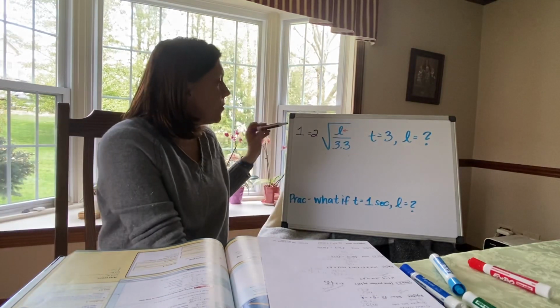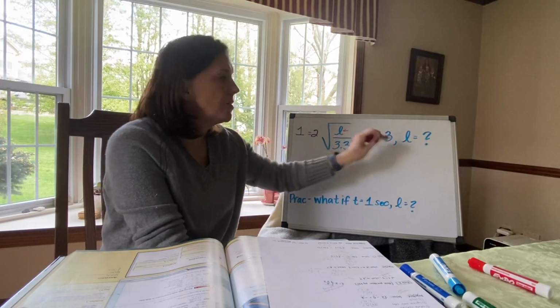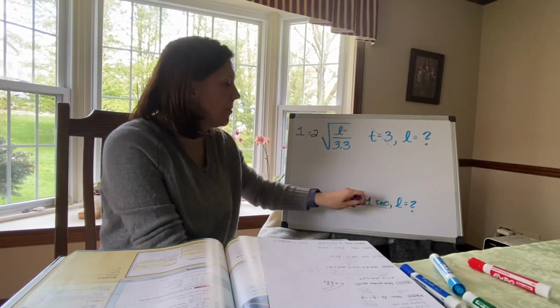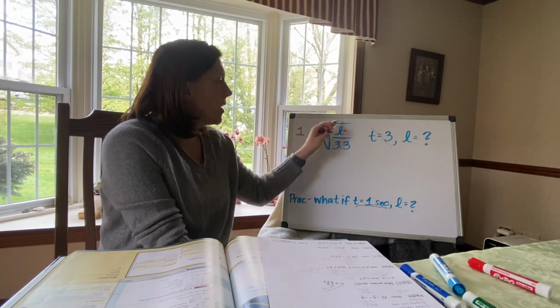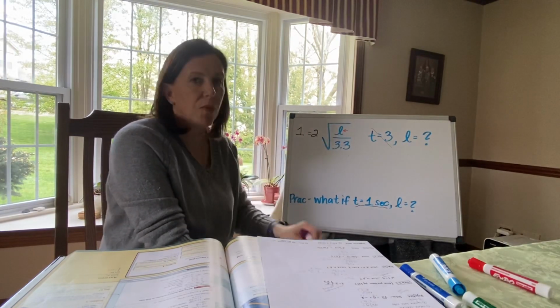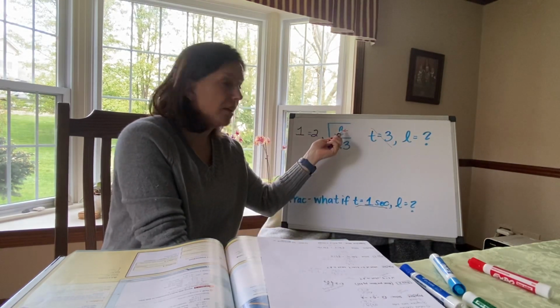Okay, so my time in this problem is 1. Remember, we're not doing that problem, we're doing the practice problem. T equals 1 second. It equals 2 times the square root of the length divided by 3.3. We're going to do the same process. Remember, I'm trying to get L alone.